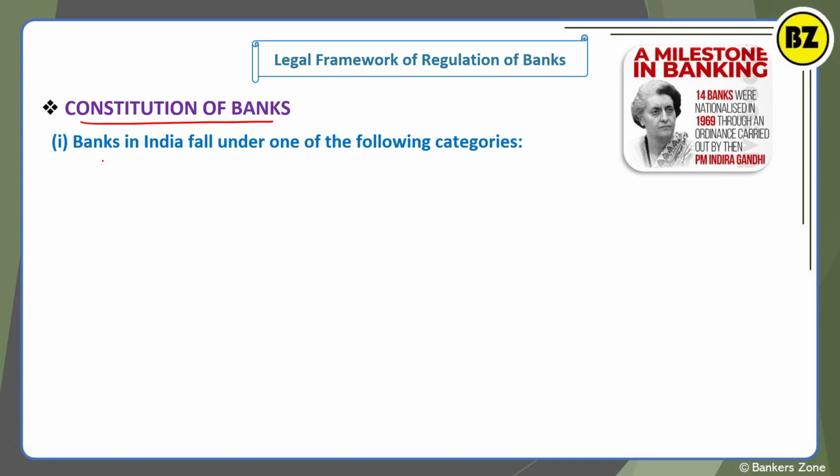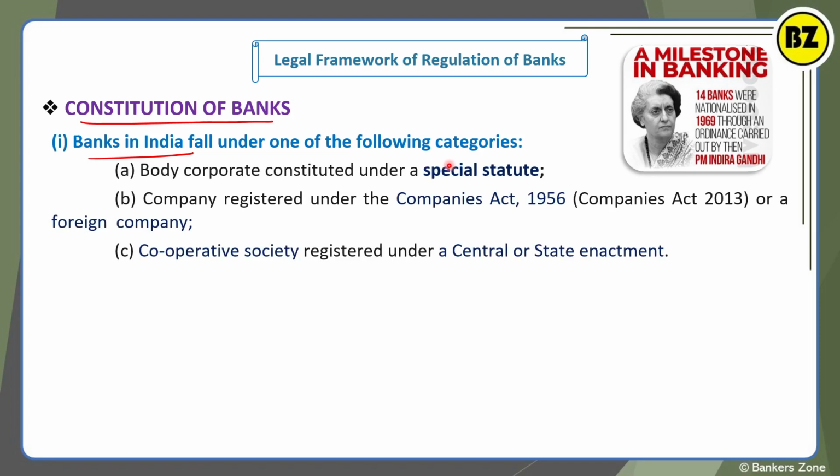So see, banks in India fall under one of the following categories. We have the categories of banks, right? Public sector, private sector, cooperative. So what are the categories? Body corporate constituted under a special statute, meaning what? Very basic. See, special statute means what?